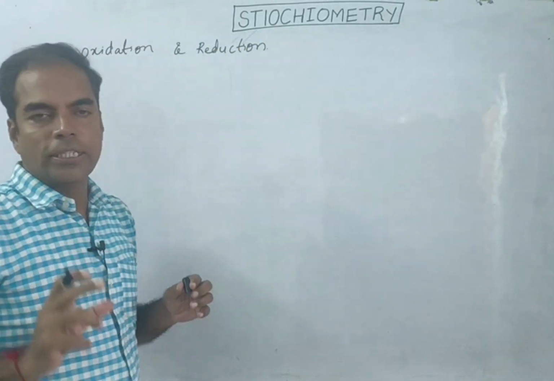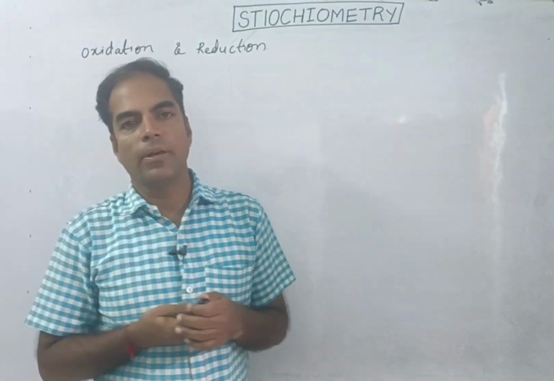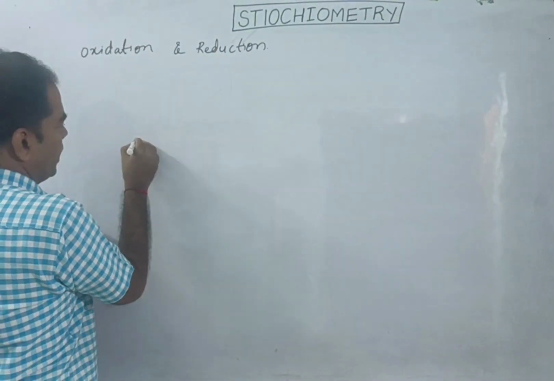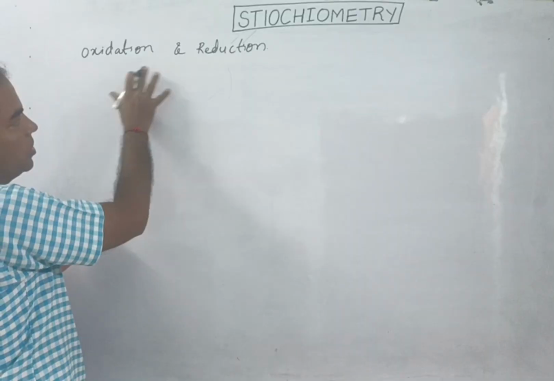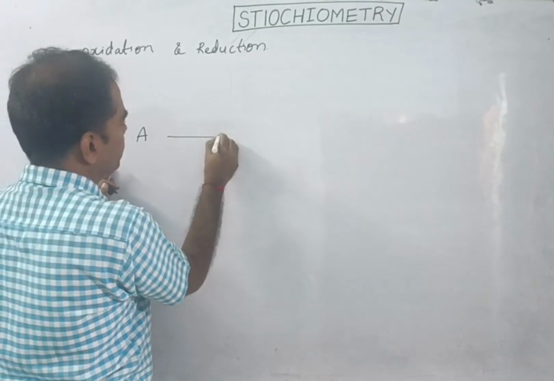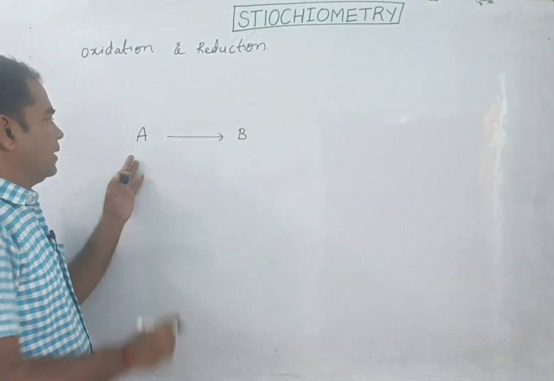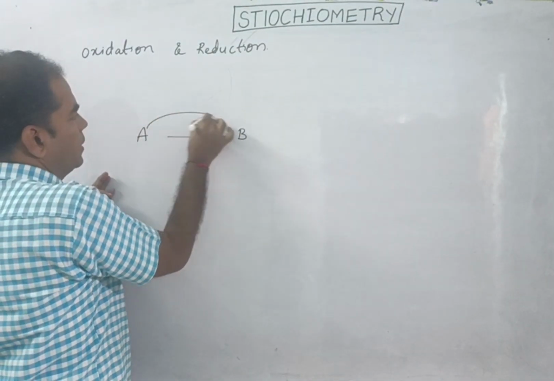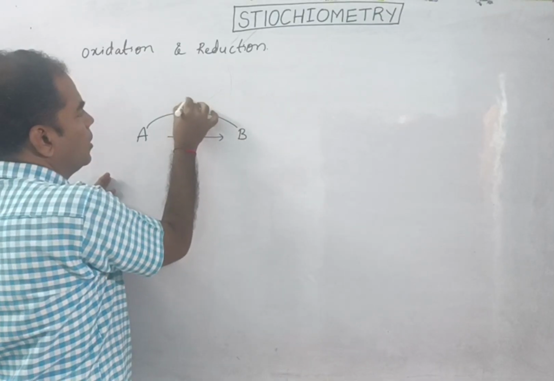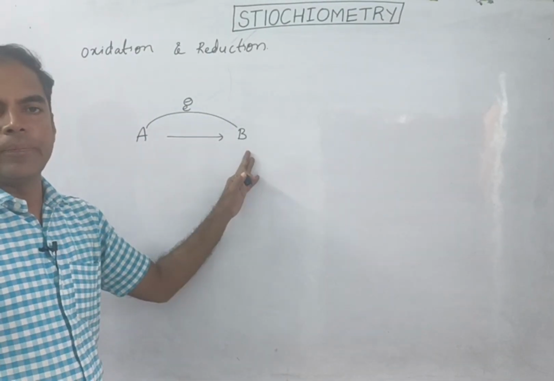Before going to discuss oxidation and reduction, let us understand one example. With the help of one example we can understand what is oxidation and what is reduction. Let us consider a reactant A is converted to B. The reactant A loses one electron, and that is converted to B.